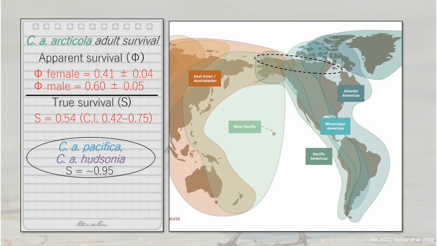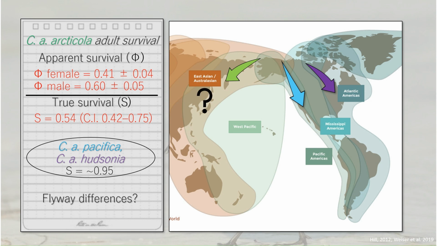So what is the difference between these subspecies? It is the flyways that they migrate along. So Articula Dunlin use the East Asian Australasian Flyway during the non-breeding periods, where other Arctic breeding Dunlin subspecies are using the American flyways. So this led us to wonder what's going on in the East Asian Australasian Flyway that might potentially be impacting adult survival.